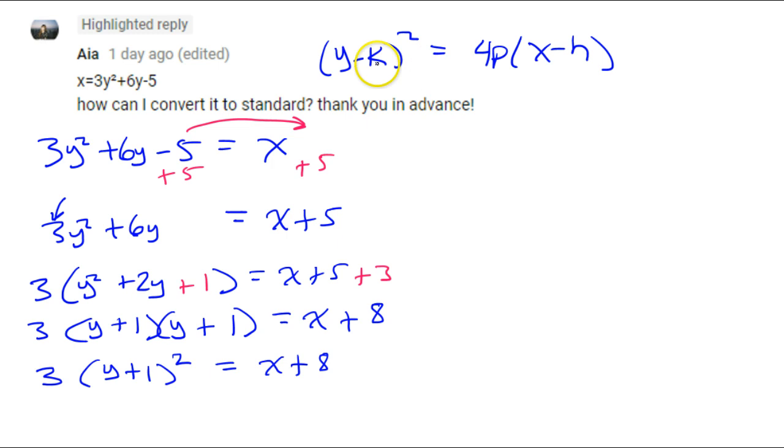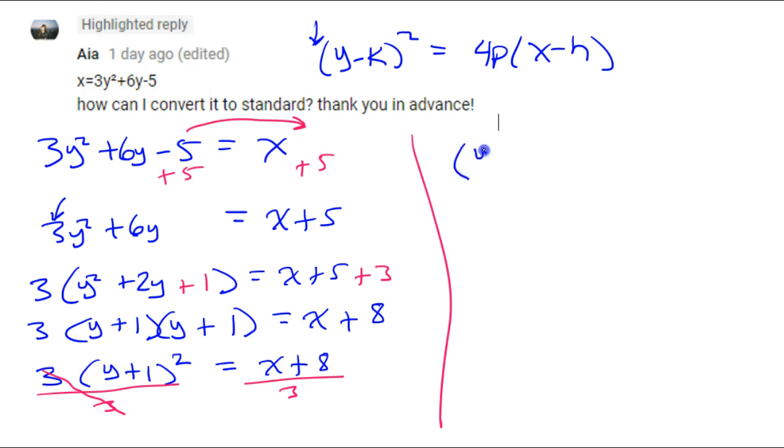See how we're getting closer and closer to this? Alright, I had that (y minus k) squared, and here I have (y plus 1) squared. We're getting closer and closer. So in fact, there's really only one step left. For standard form, you don't want a number in the front. So all I really need to do is divide both sides by 3. So if I divide this by 3, and I divide this by 3, okay, that way these will cancel out. Alright, so now that's going to give me (y plus 1) squared equals.